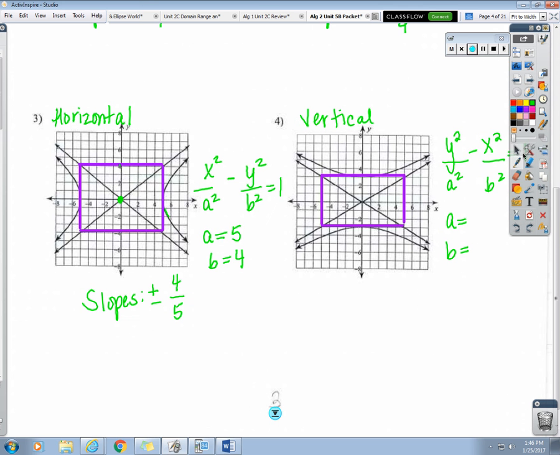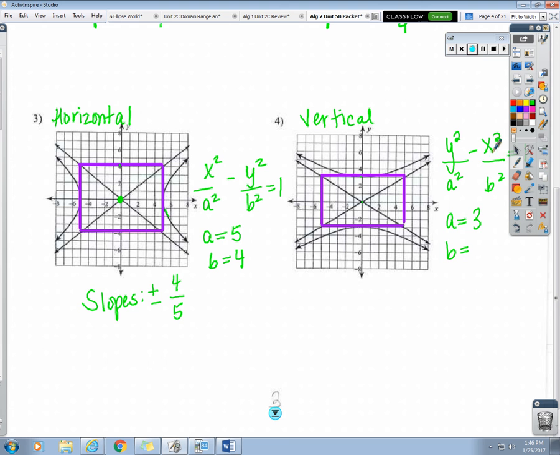Okay, so now, since A is under y, A is our vertical distance. So from the center up to the vertex is how many units? 3. Because look, there's number 4, so 3. No, you're right, aren't you? Let me look. No, it's 3. It's 3. Okay, yeah, because there's 2 and there's 4, so it went through 3.